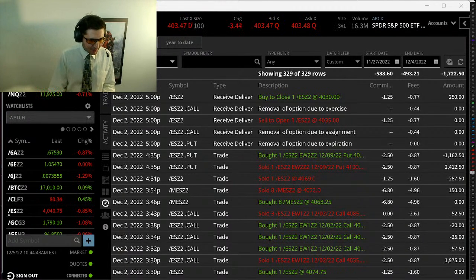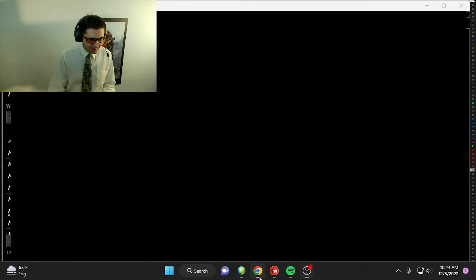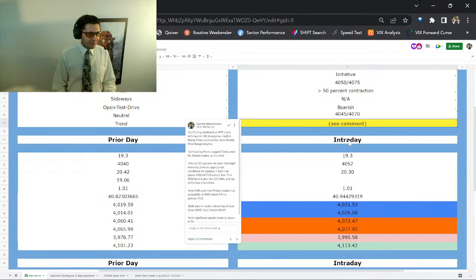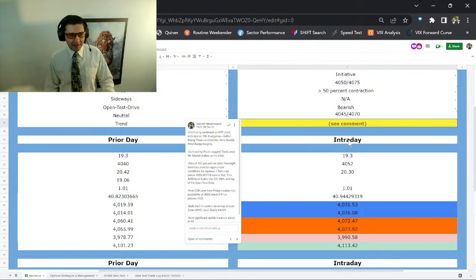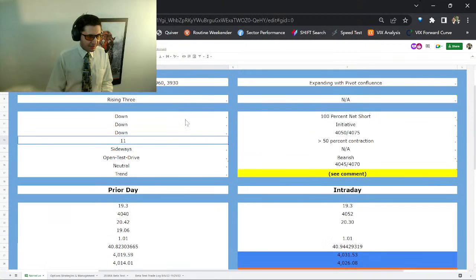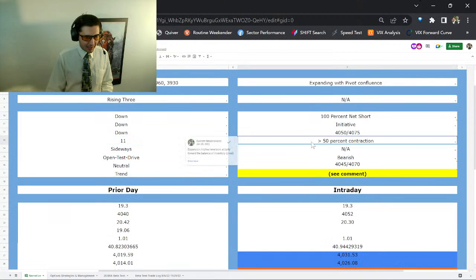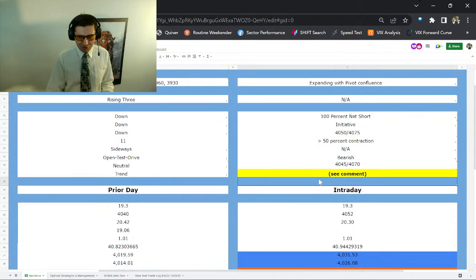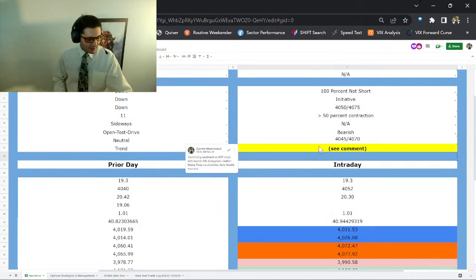So again, I just want to point out this document has all the information that I'm looking at in the morning. It's kind of the summary. And if you want to know what anything means, you can just hover over it and you'll see little comments that describe exactly what I mean by various metrics there. So that's all I have for you today.